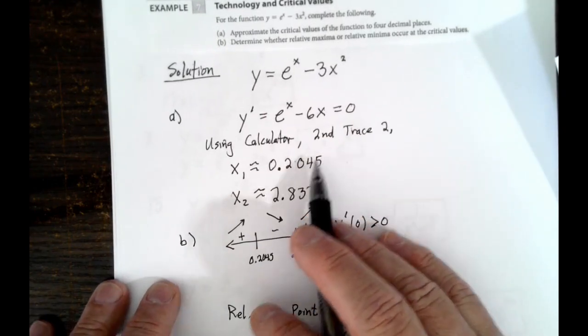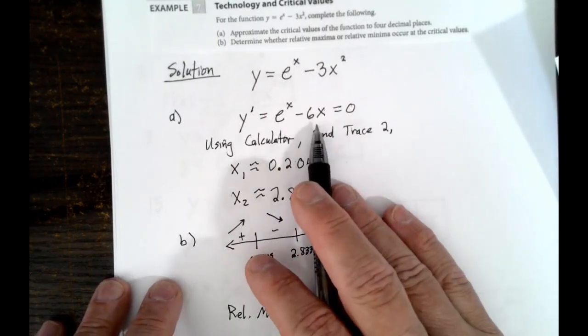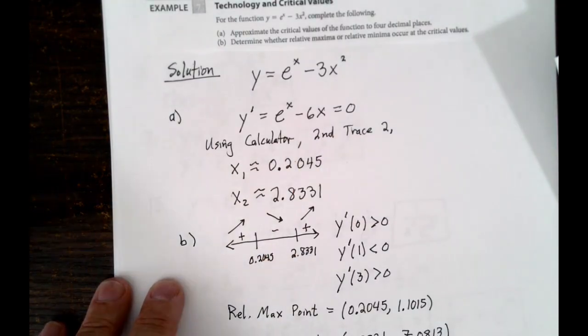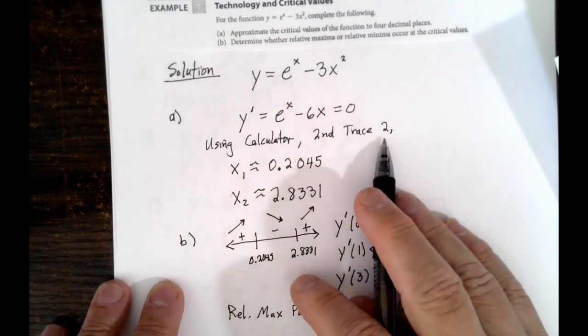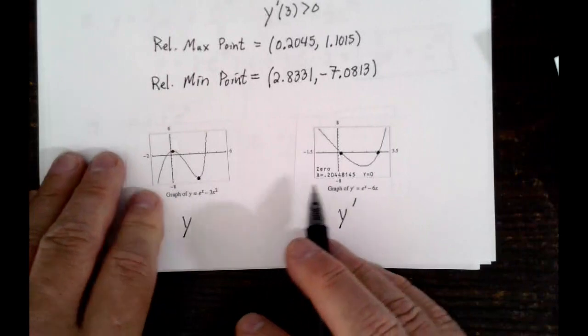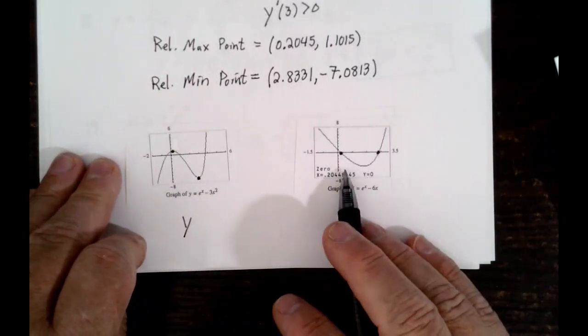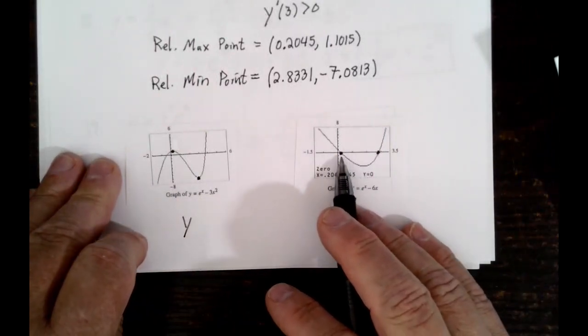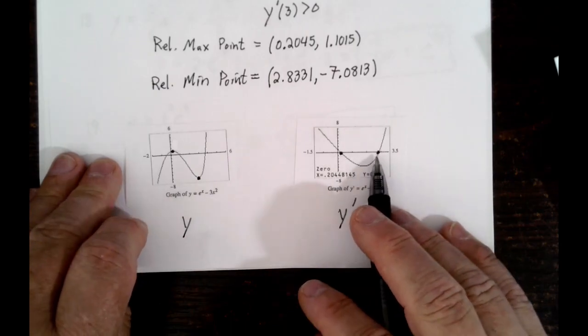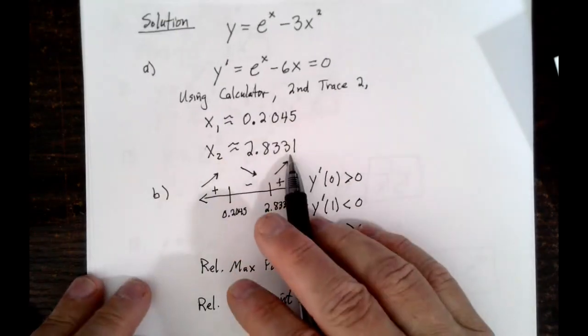Now if you want to find places where something like this crosses the x-axis, which is where your relative max or mins possibly will be, you do second trace 2, and you move to the left of the point, right of the point, and enter. And so if you do that, here's your derivative. You move to the left of the point, right of the point, and to the point itself, and hit enter. Same thing over here. And you'll get these two x values.